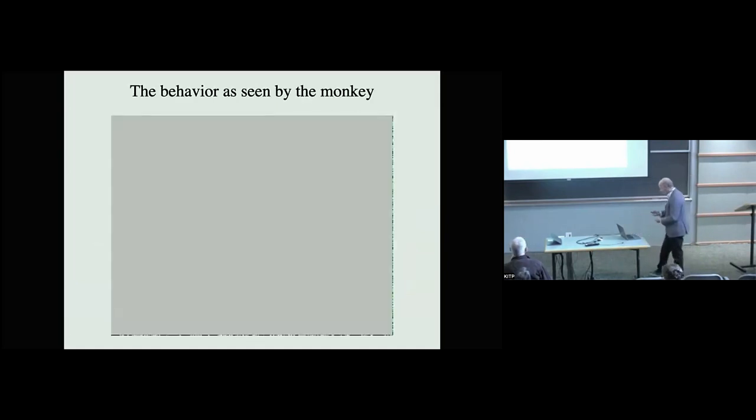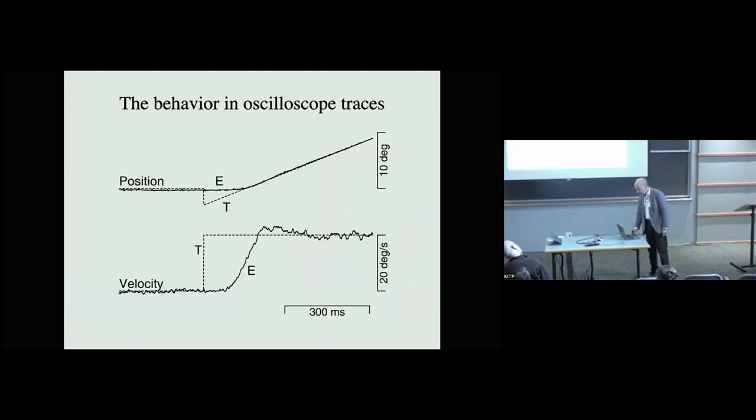This is what the monkey does on a typical behavioral task. The target steps to the left, moves to the right, and the monkey's eye, shown as the red dot, tracks it pretty well. If you look carefully when I start this again, you'll see that he starts to move his eye just before the target reaches it. He overshoots at the end and makes the saccade back. That's really nice tracking. We study it more like this in oscilloscope traces.